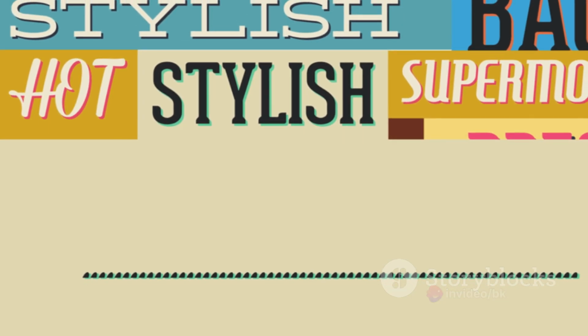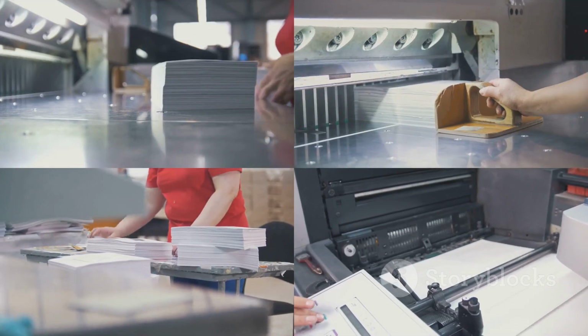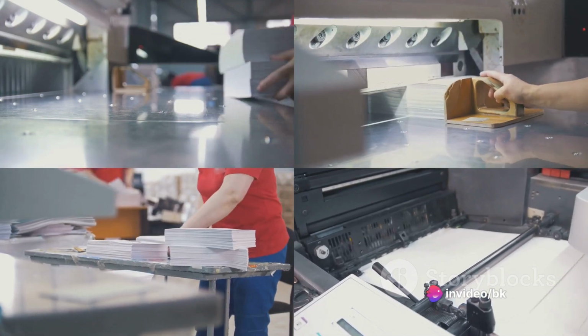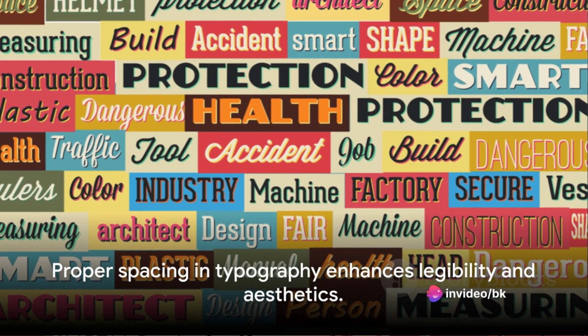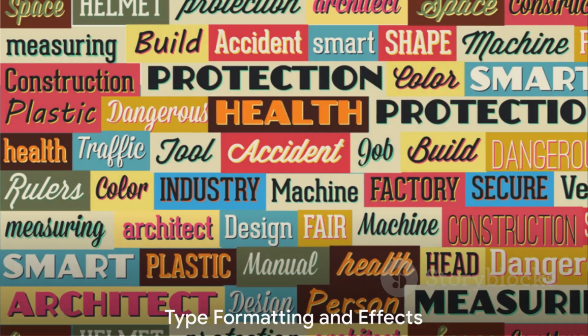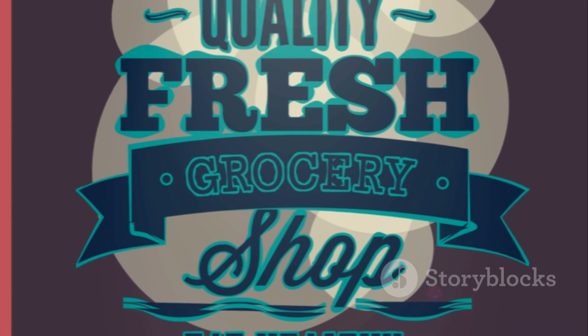In the end, kerning, leading, and tracking are more than just technical terms. They're tools in your designer's kit, helping you to craft typography that communicates effectively and resonantly. Proper spacing in your typography can significantly enhance its legibility and overall aesthetics. Adding visual interest to your typography can be achieved through various formatting options and effects.